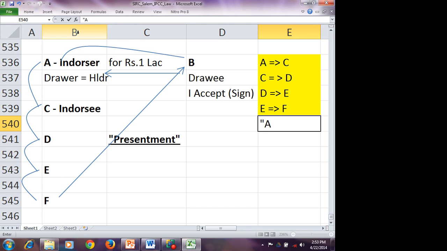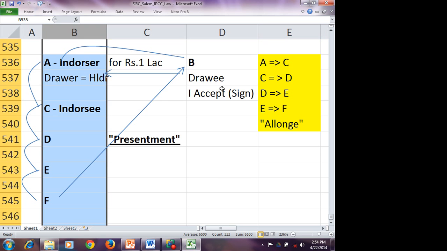Even if the space on the back side is exhausted, you can still use an additional legal sheet called an allonge, where the endorsement process can still continue. You can write it on the allonge, and next to that it goes further from F to G, G to H, and it goes on. Any number of transfers is permissible.